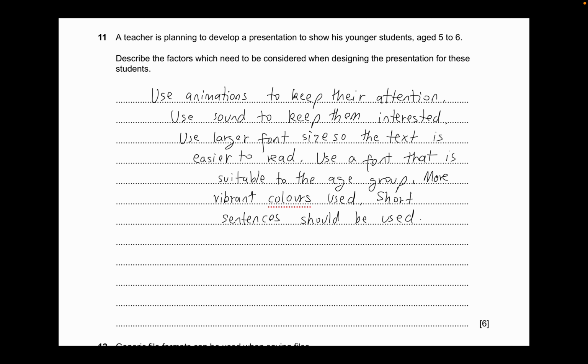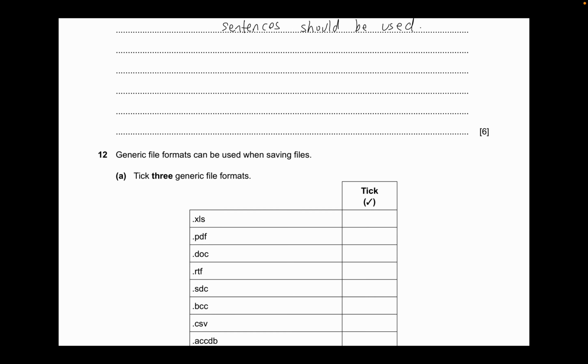You can also mention that, use a font that is easier to read. Make the presentation colorful to keep their attention. You can mention that the language used needs to be simple because they're aged from 5 to 6. You can also mention that the words need to be short and simple. You can also mention that more images than text is needed, and use slide transitions to make it more exciting for this age group. Okay, let's move on to the next question.